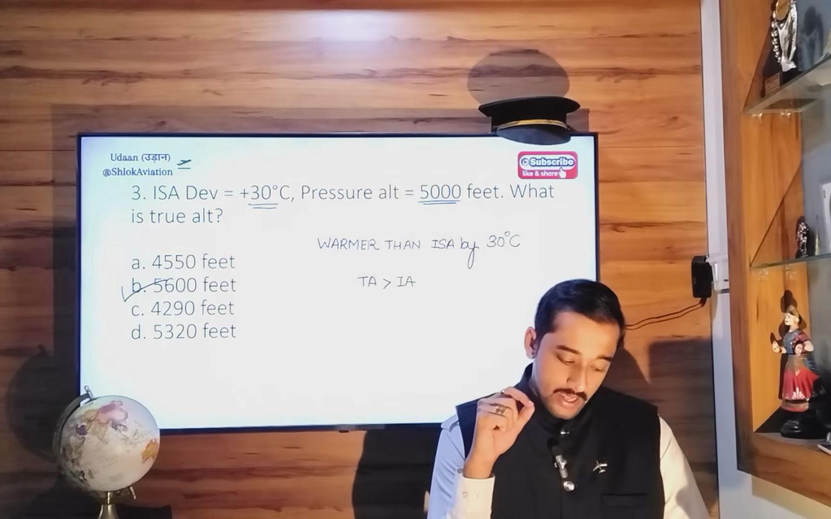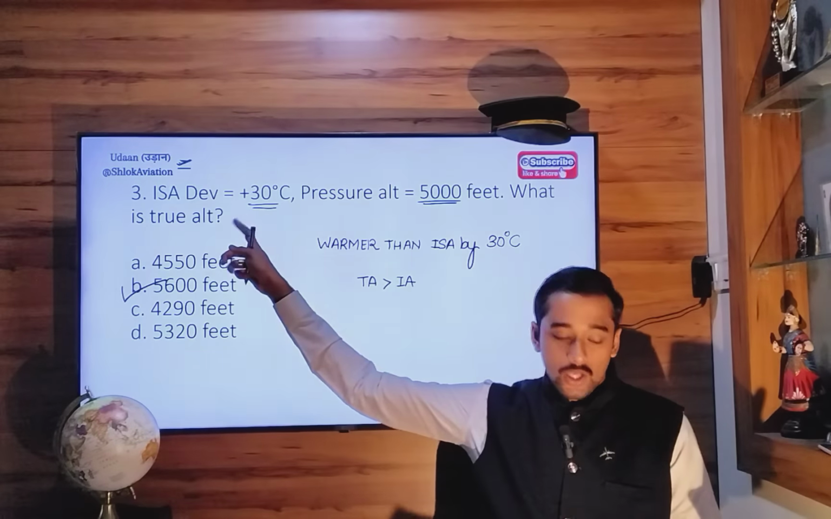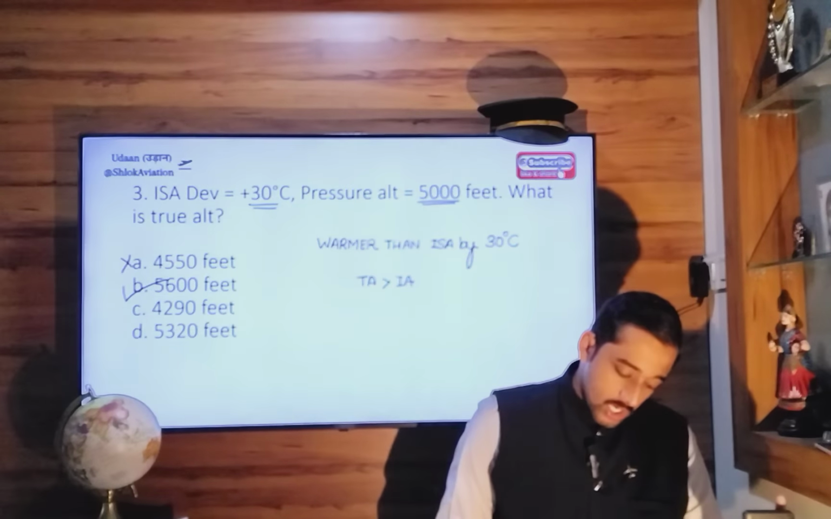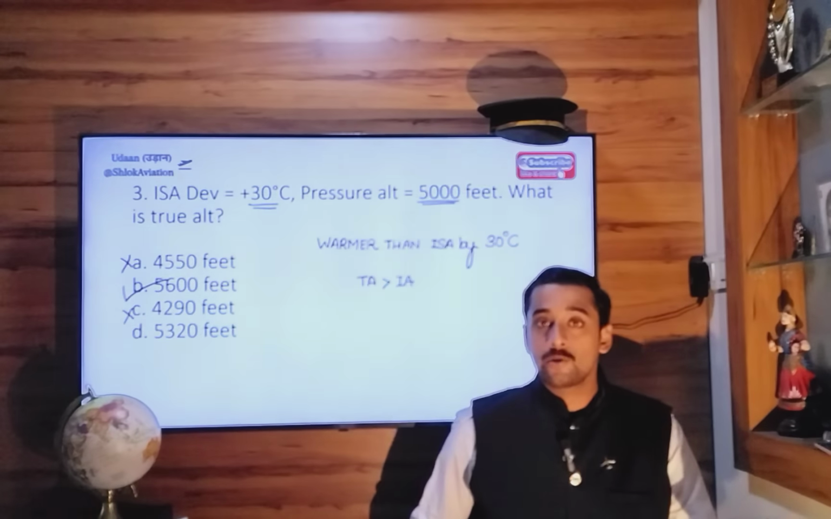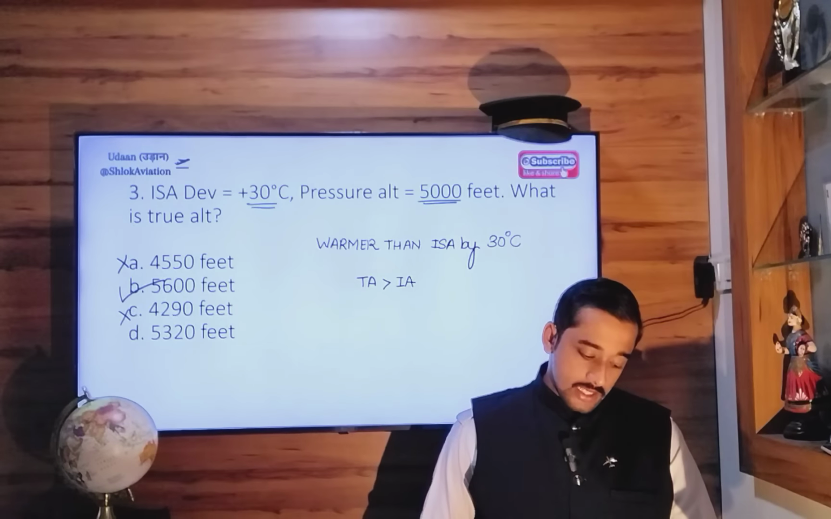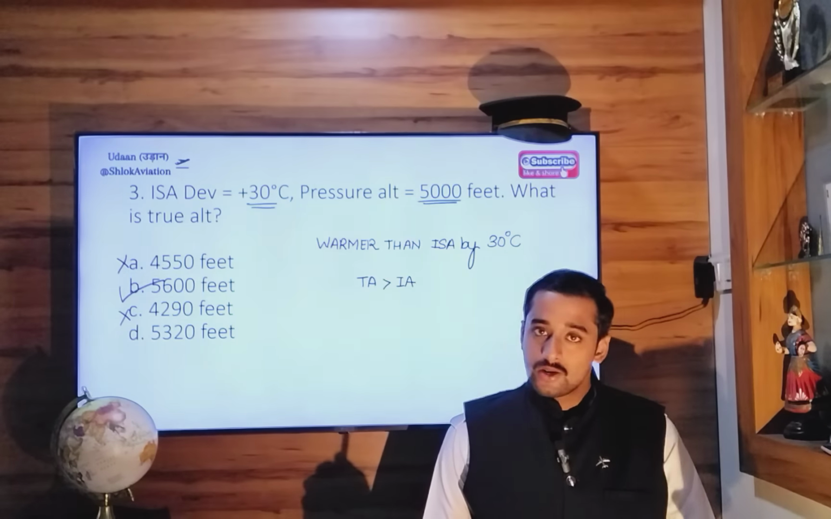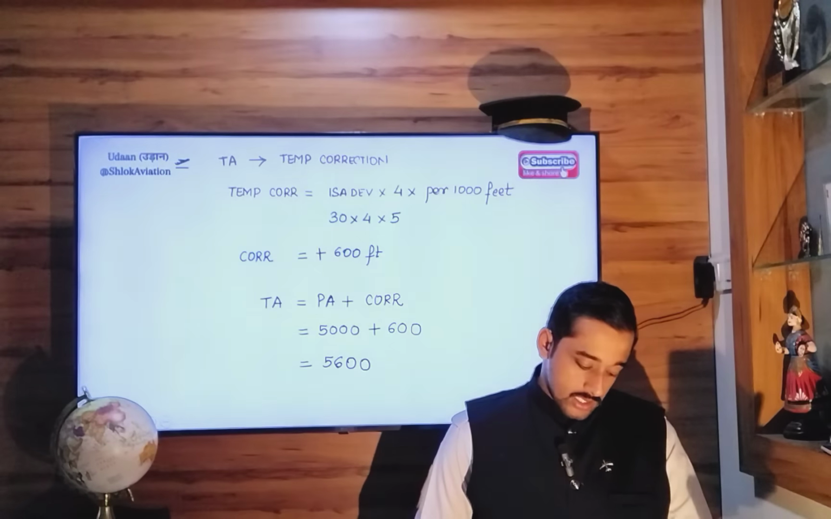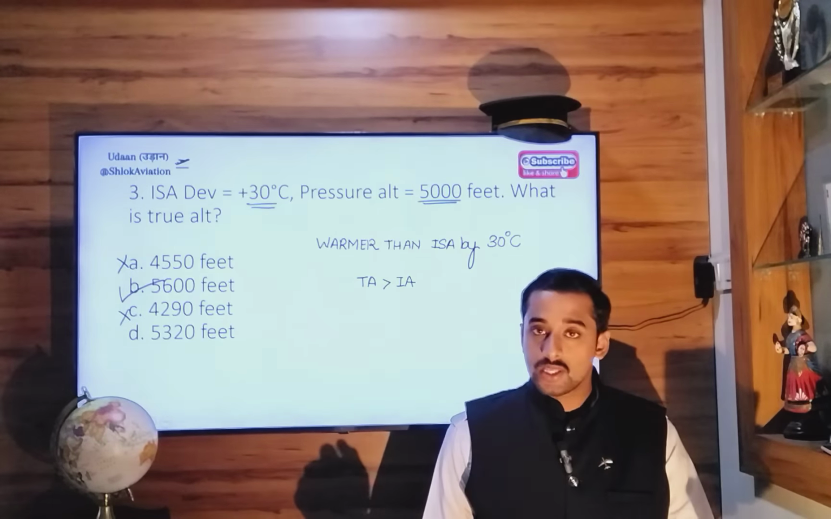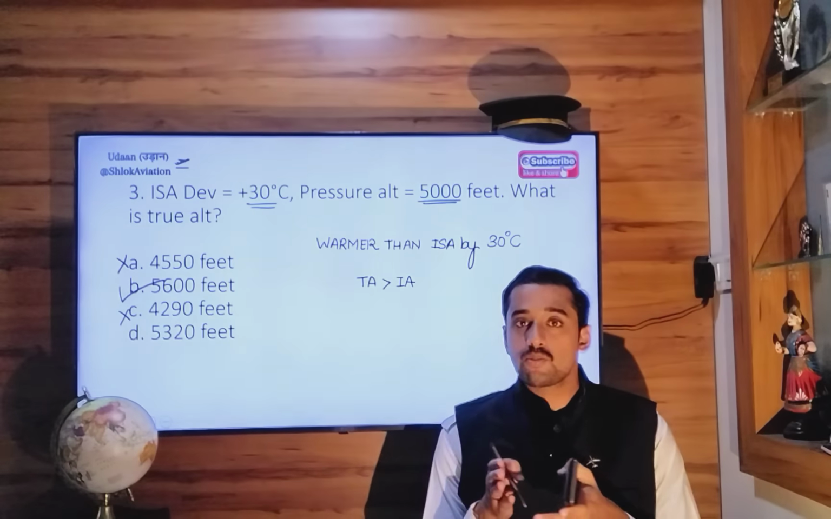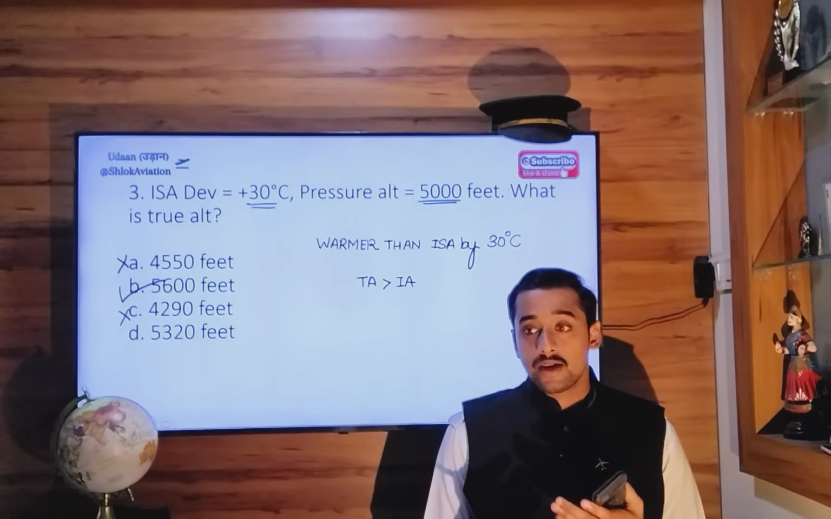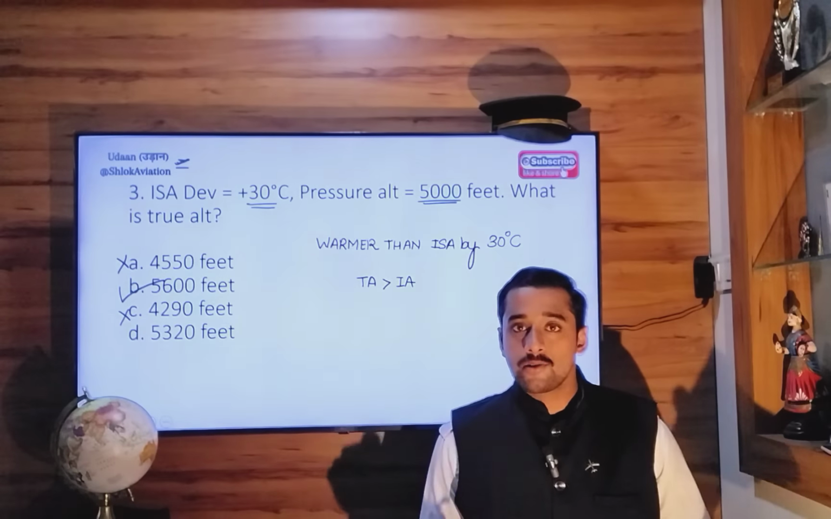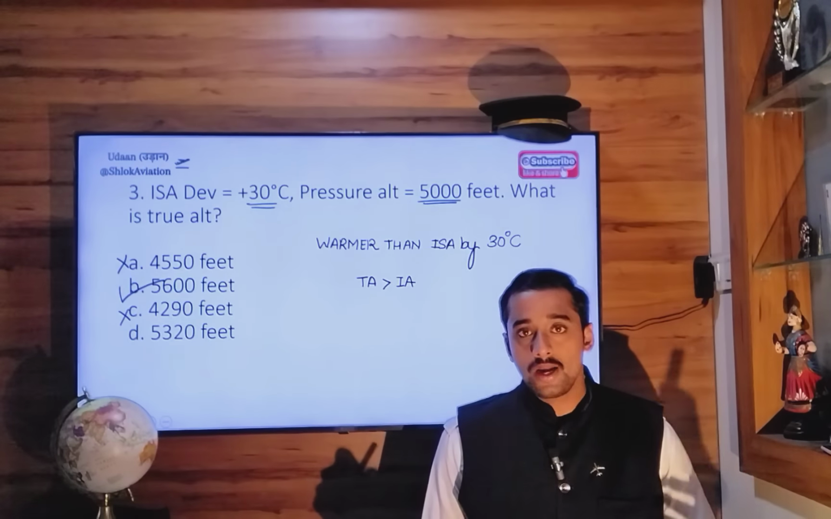But just by looking at ISA deviation, you will be able to eliminate a few options like option A and option Charlie, which are less than pressure altitude 5000 feet. Now remain option Bravo and option Delta. To solve that, you will have to use this formula and get the accurate value. But to save time, you can easily eliminate options Alpha and Charlie, because when ISA deviation is plus 30, meaning current temperature is more than ISA temperature, true altitude is going to be more than pressure altitude or indicated altitude.